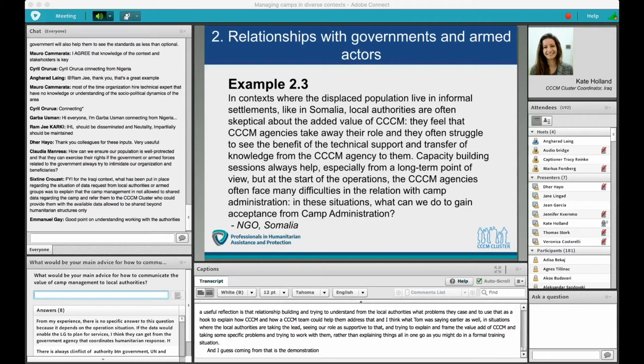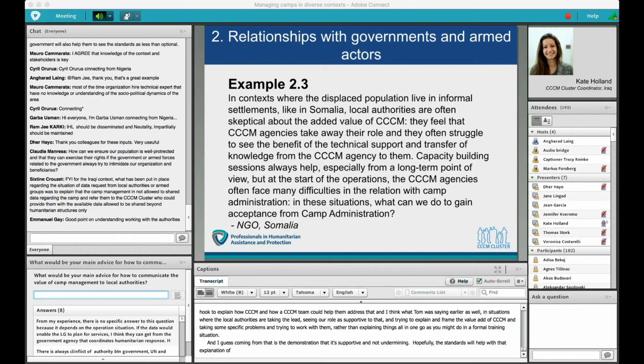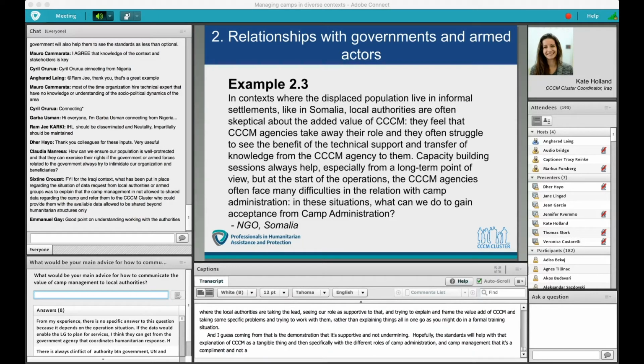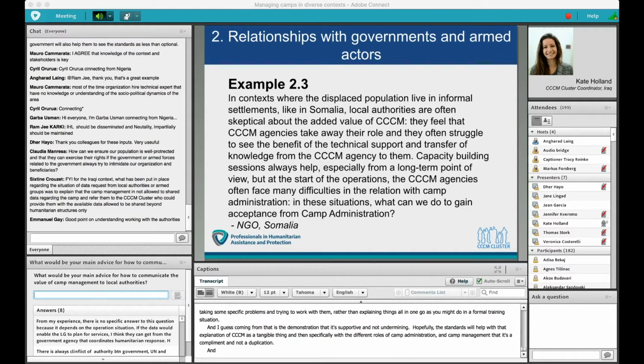I think, again, hopefully the standards will help with that explanation of CCCM as a tangible thing. And then specifically with the different roles of camp administration and camp management, that it's a complement and not a duplication, and help with the contextualization as well. And so really understanding the local context, the needs, the issues faced by the authorities, and how we can try to address that. Back over to you.